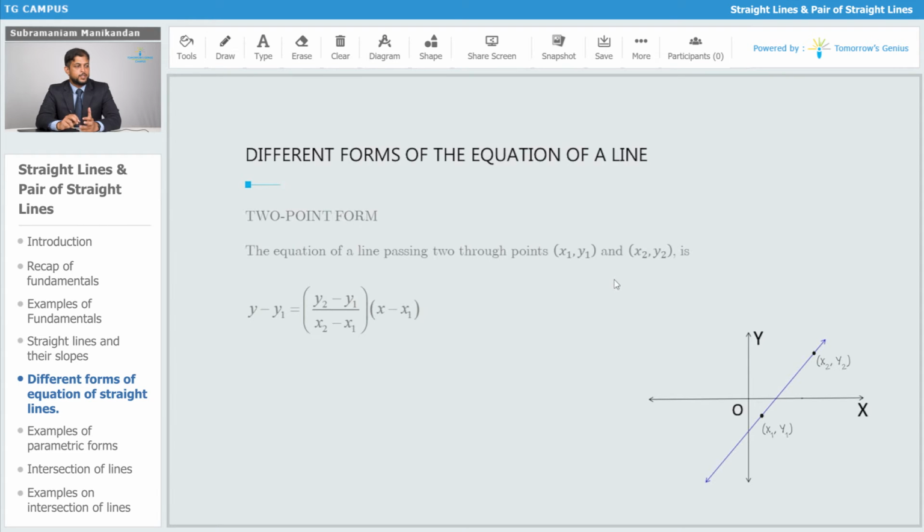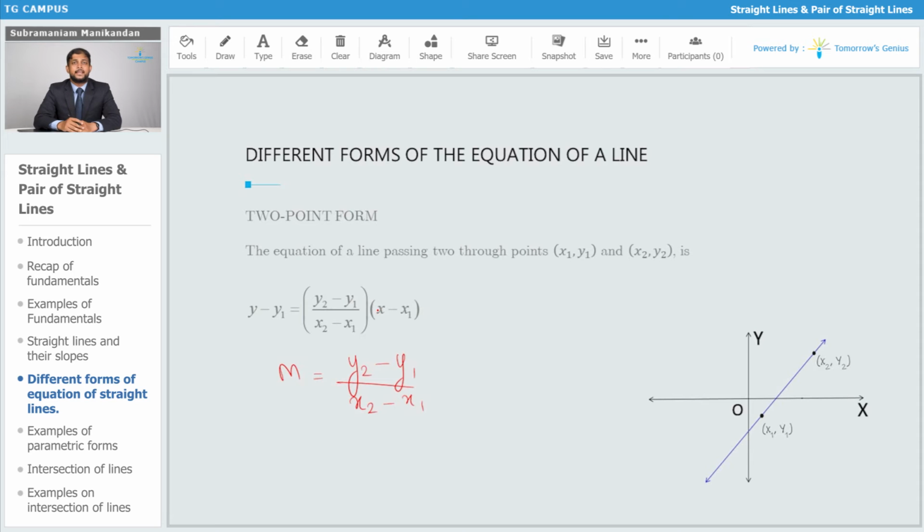So this form that you can see is basically the point slope form. How is that? Because if we know the coordinates of 2 points through which a line passes, then we can write down its slope as y2 minus y1 divided by x2 minus x1. Then y minus y1 is equal to m into x minus x1, and thus y minus y1 equals y2 minus y1 by x2 minus x1 times x minus x1.